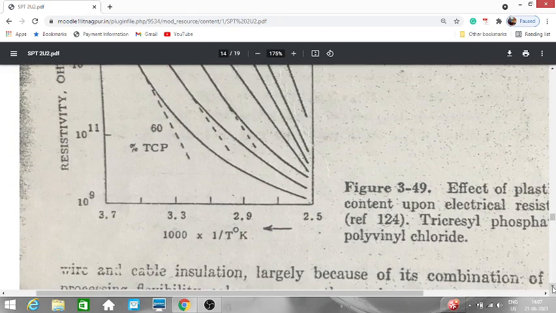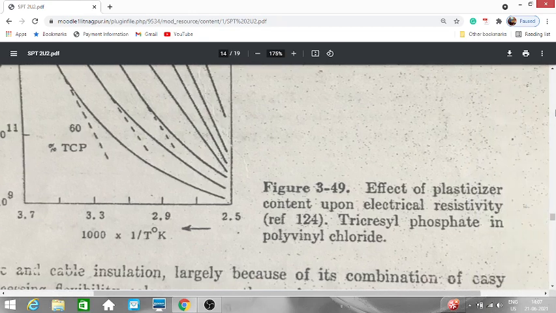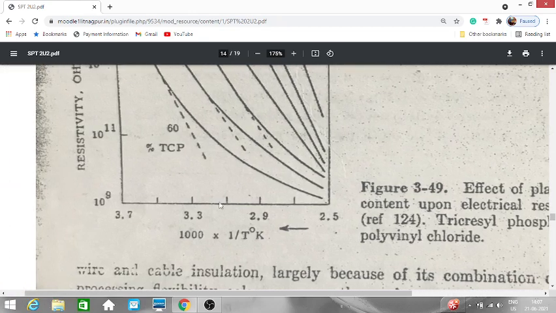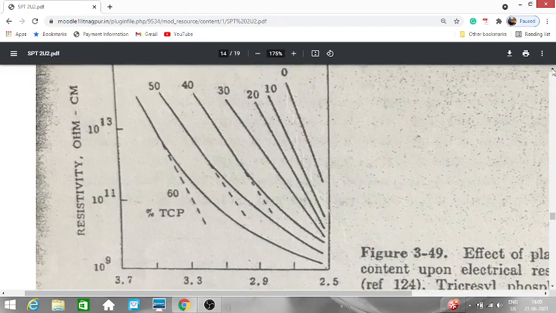So, effect of plasticizer content upon electrical resistivity of triacetyl phosphate polyvinyl chloride. Okay. So, what is happening here is you can see in this graph, this is triacetyl phosphate, and it is the resistivity.